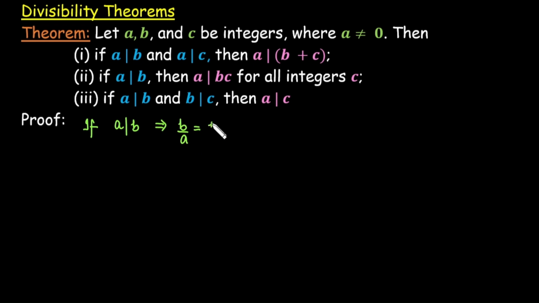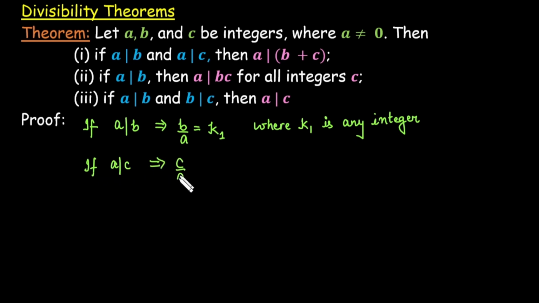Let's suppose it is K1, where K1 is any integer. Now, if A divides C, it means C by A is again some integer, so there is no remainder. So we can write C by A equals K2, where K2 is any integer.